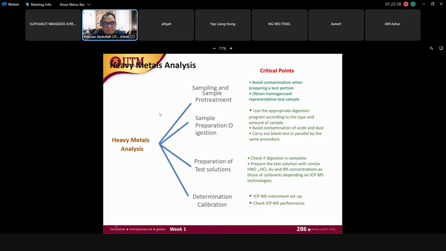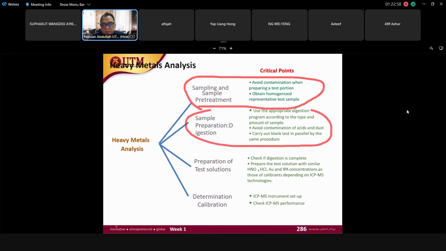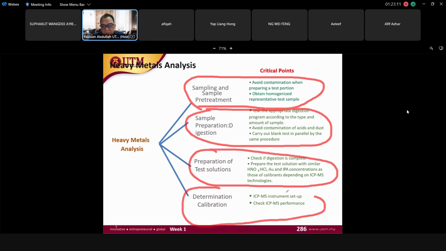The critical point in the sample preparation is we have the sampling and sample pretreatment. We have learned this in the first chapter, right? We have the sampling process and sample pretreatment process. This is to avoid contamination when preparing the sample, and then we have the sample prep. Sample prep is to prepare the sample according to the instrument. And then we have the test preparation and test solution, and then the determination and calibration process, the last step.